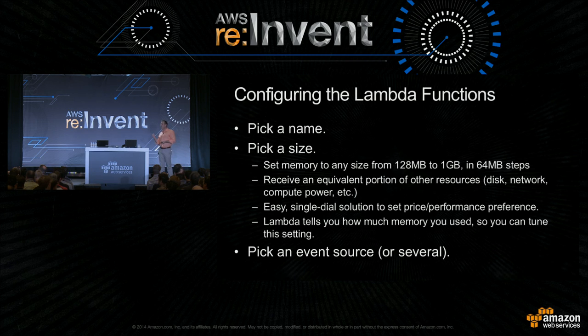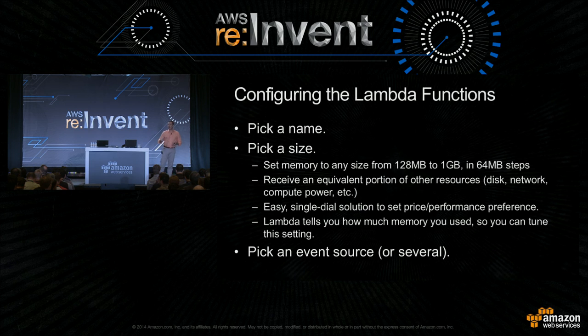Now, while we ask you for it in terms of memory, what we're really doing here is sizing all of the resources for you at once. So if you ask for, say, 512 versus 256, you get roughly twice the compute power along with twice the memory. This gives you a simple single dial by which you can tune your price-performance ratio.